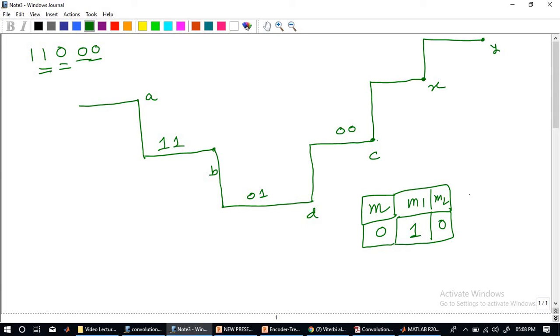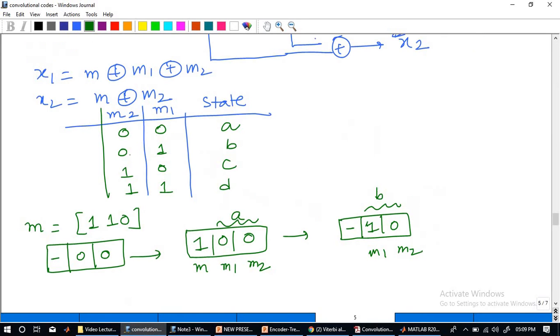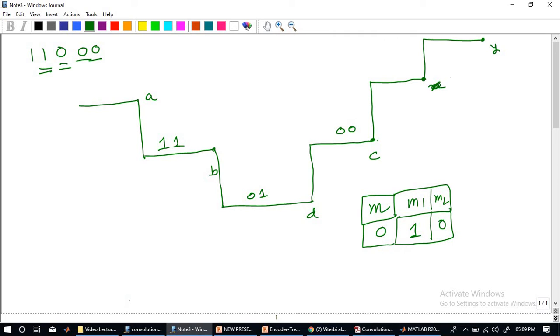So after one shift, what will be the content of M1? 0, and M2 will be 1. So if you check the state table, M2 contains 0, M1 contains 1, so that is the state B. So basically you are looking at a scenario where this state will be B. Am I clear on what I said? First of all, after the bits of the message are completed, we will go for another 2 steps. That's first. Fundamentally, we are going to do that.